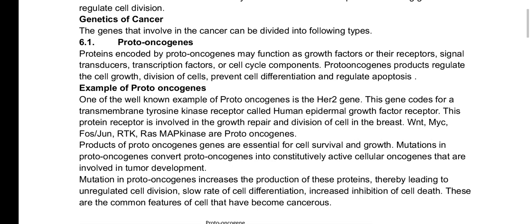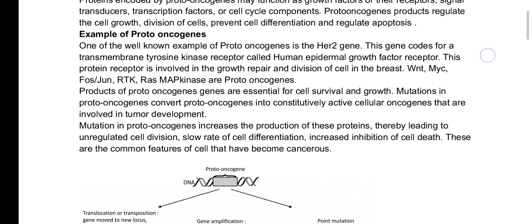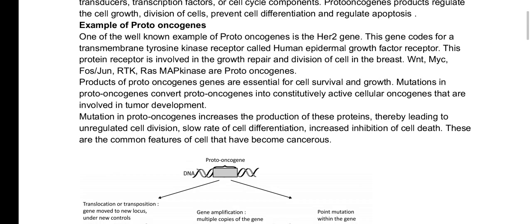An example of a proto-oncogene: one of the well-known examples is the HER2 gene. The gene encodes a transmembrane tyrosine kinase receptor called human epidermal growth factor receptor. This protein receptor is involved in the growth, repair, and division of cells in the breast. WNT, MYC, RTK, and RAS-MAP kinase are proto-oncogenes. Products of proto-oncogenes are essential for cell survival and growth.